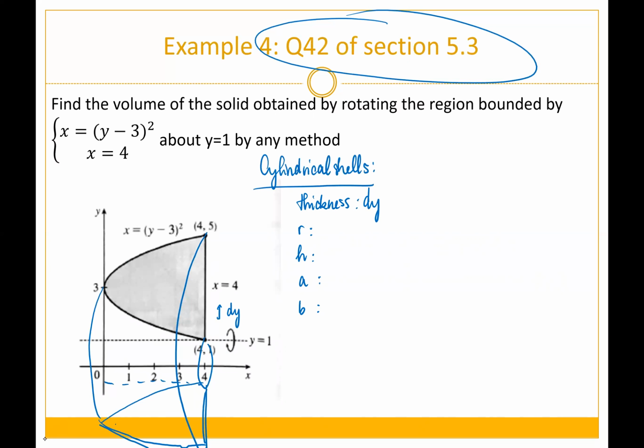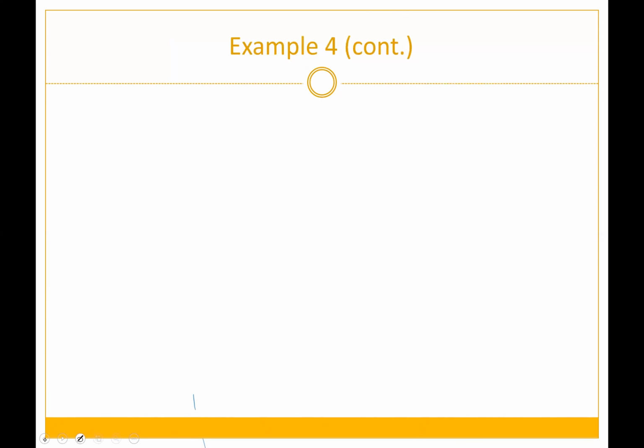So let's see. Your y is going from 1 to whatever the intersection is over there. So set x equal y minus 3 squared equal to x equal 4, so set this one and this one equal to one another. Solving for that, what you end up having is y equal 5 and y equal 1. So the second boundary is 5.